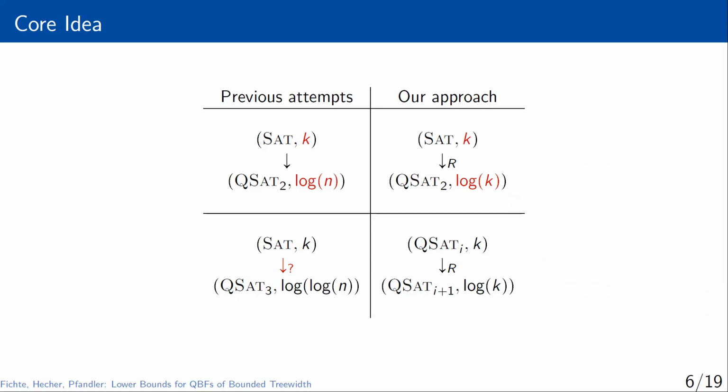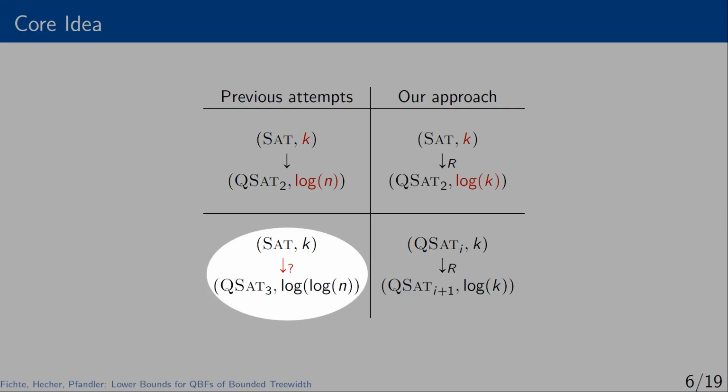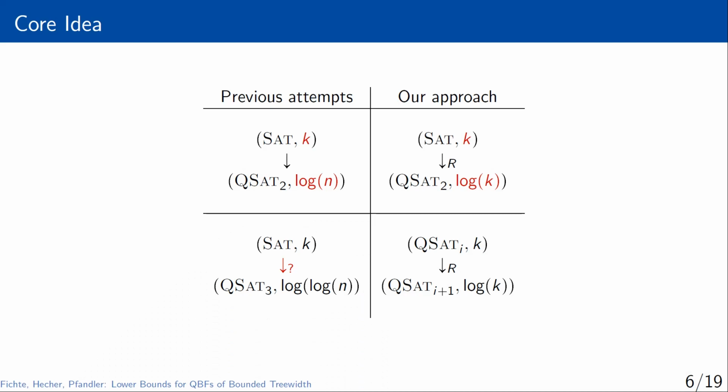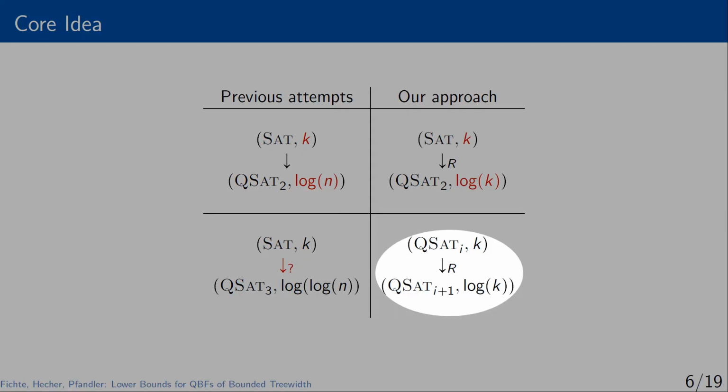While both approaches provide a sufficient lower bound for QZ2, the former approach is not so easy to generalize because if we want to go from SAT to QZ3, we require a different idea. Whereas our approach basically allows to use the same idea by induction.